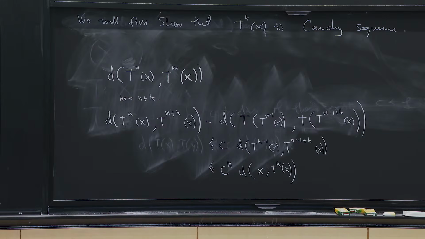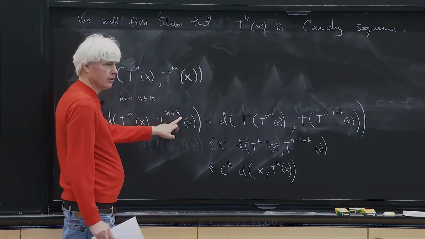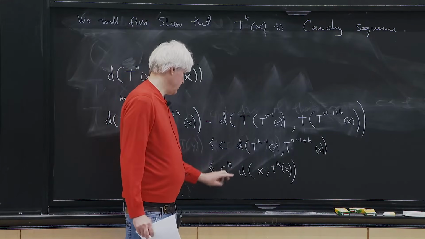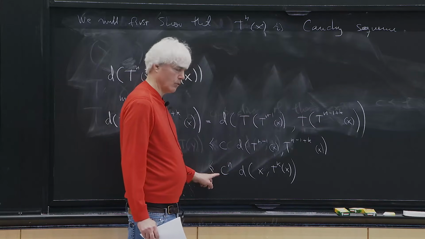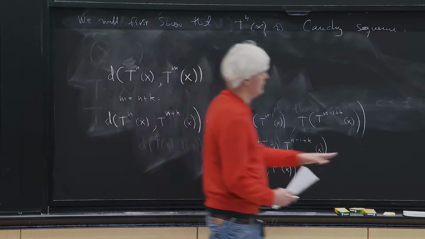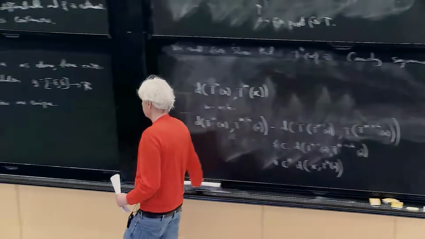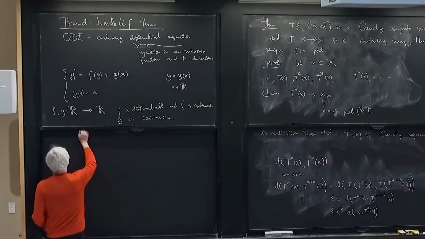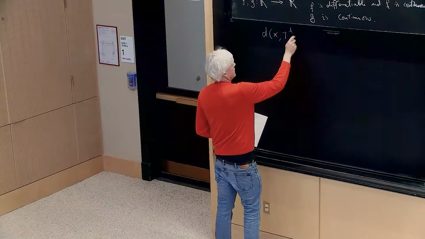I want to show that this thing becomes small as long as n is sufficiently large, remember k is a positive integer. This is a hopeful sign, because when n gets large, c^n gets really, really small. But I still need to estimate the rest. Now, how do I estimate it? I'm using what I did over here. So you have the distance between X and T^k of X.